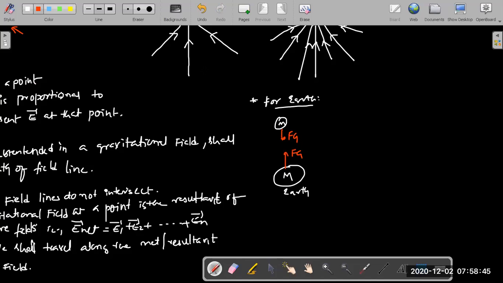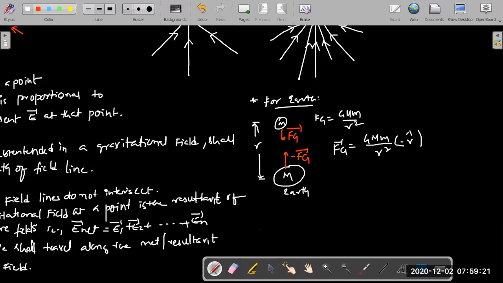This is Fg, the magnitude we are writing. The separation between them is R. Then we said that Fg is equal to G capital M small m by R square. Clear? If you wanted to write it in vector form, this would have been Fg bar and this would have been minus Fg bar. So Fg bar will be equal to G capital M small m by R square in minus R cap direction. So this was the force.